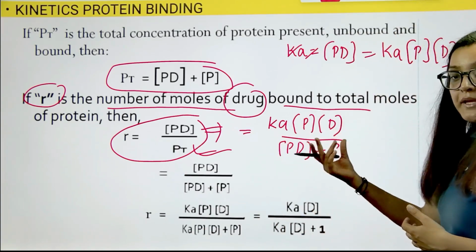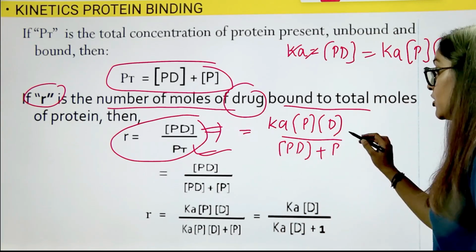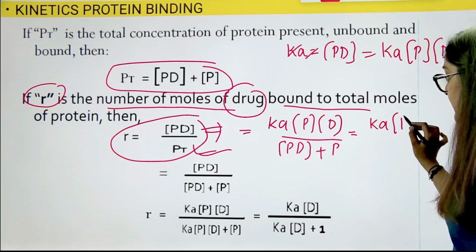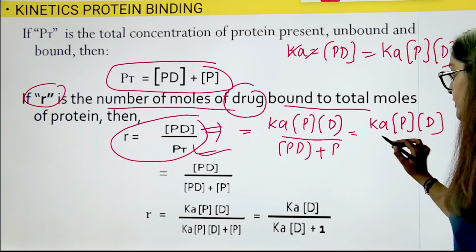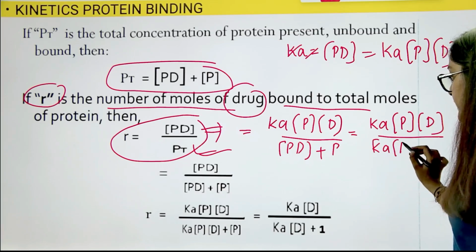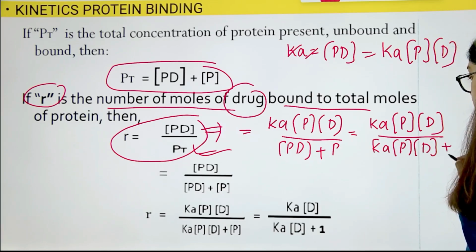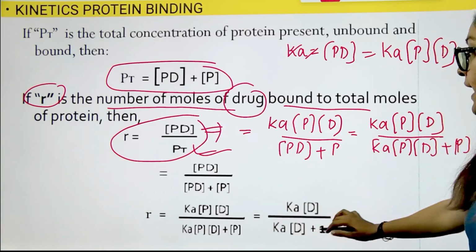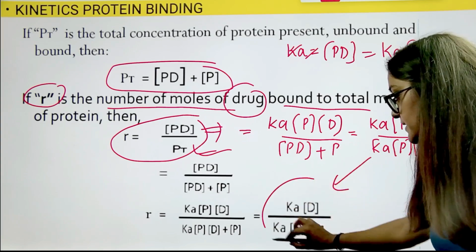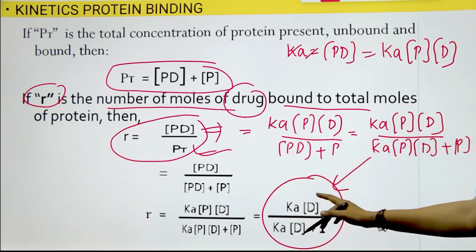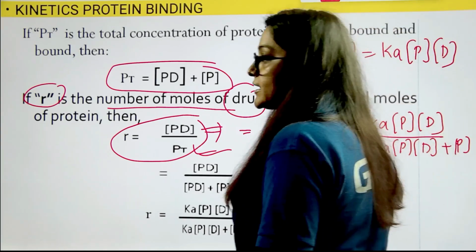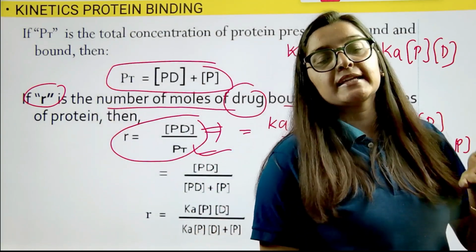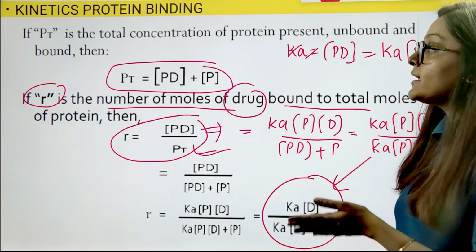So we have Ka into P into D. In the bottom part, we already have PD, which again can be substituted from the upper equation. It will be Ka into P into D. We have Ka into P into D plus free protein concentration. So we have just done that, you can see, and by substituting and using basic mathematics, you can get the value of R as Ka into D upon Ka into D plus 1. So this is the simplest equation by which you can get the kinetics of the protein binding.